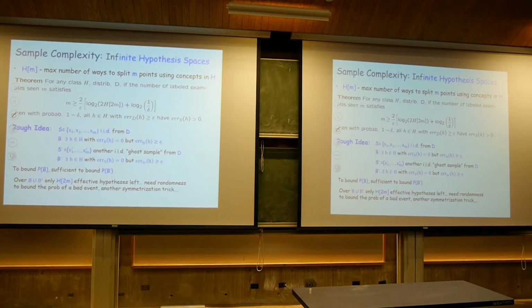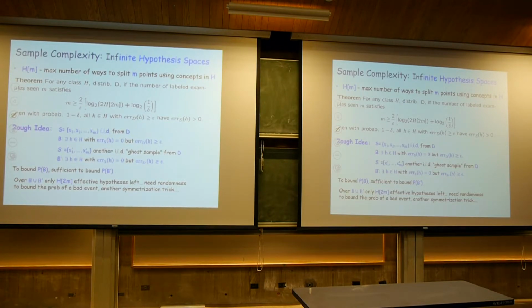So the way you think about it is as follows. What we really care about, and this is what we bounded last time, is the bad event B that there exists a hypothesis that is consistent with my training sample, but whose true error rate is at least epsilon. This is what I truly care about. And last time, for the case where h was finite, we bounded the probability of this bad event happening.